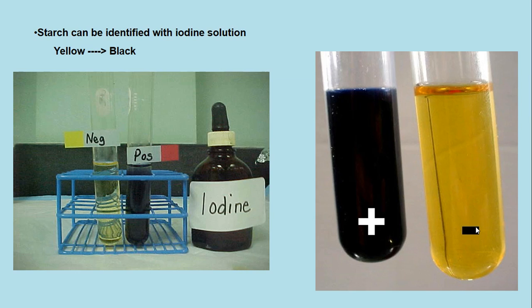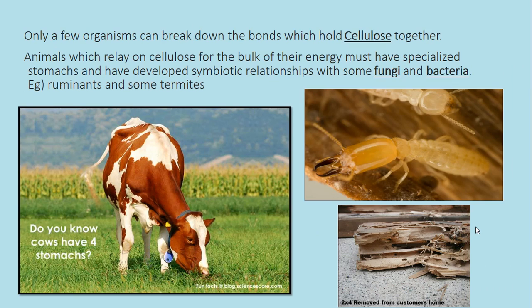Could you use Benedict's reagent, or sorry, Biuret? No, Benedict's. That's the one we talked about. Could you use Benedict's to test for starch? No, Benedict's is used to test for simple sugars, monosaccharides. Okay, so you'd get a negative for starch with the Benedict's test. As I mentioned, very few organisms can actually break down cellulose.